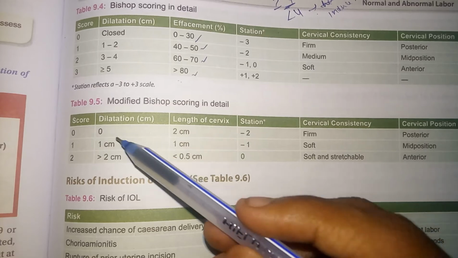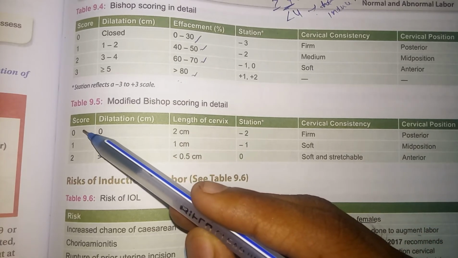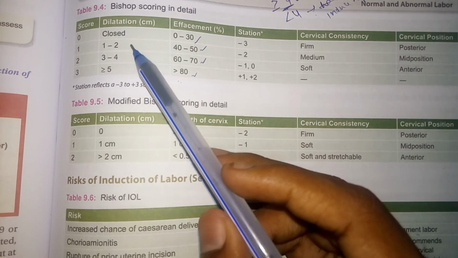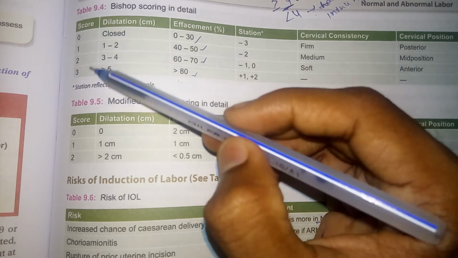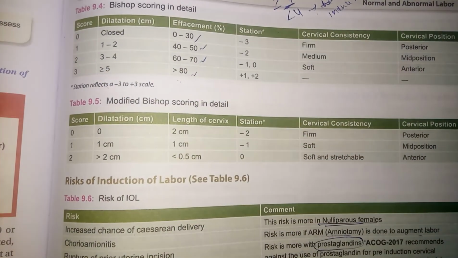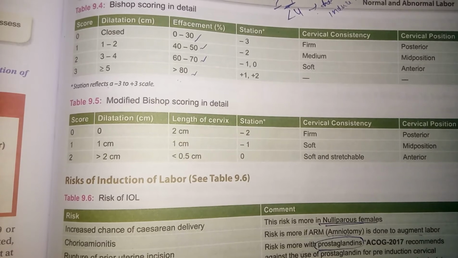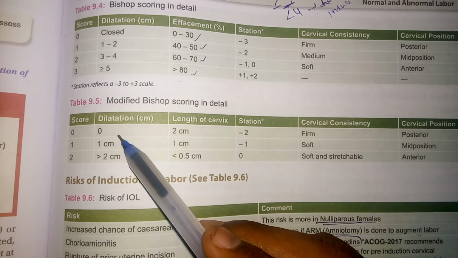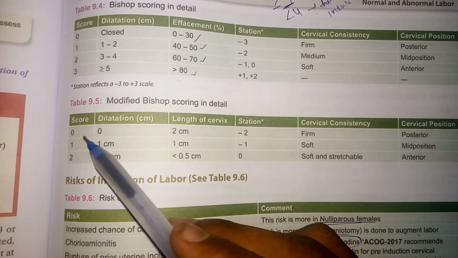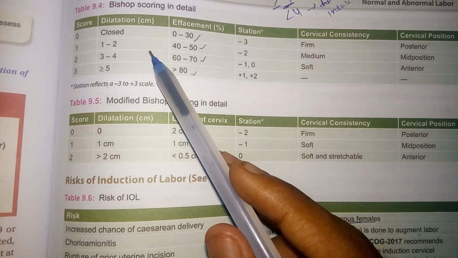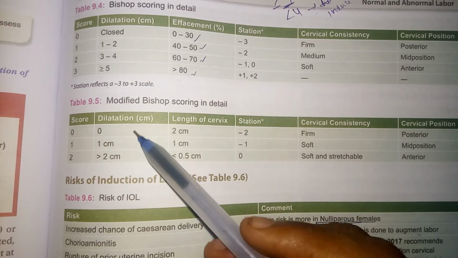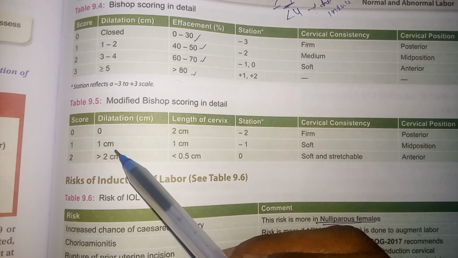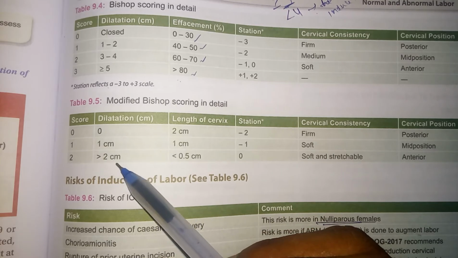And moreover, for each parameter the score given is from 0 to 2, whereas in initial Bishop score the score is from 0 to 3. We can observe here, right? And the score given will also be different. For dilation, if the dilation is 0, the score is 0. This is same in initial Bishop scoring and even modified Bishop scoring. 1 is given when the dilation is 1 centimeter, 2 is given when the dilation is greater than 2.